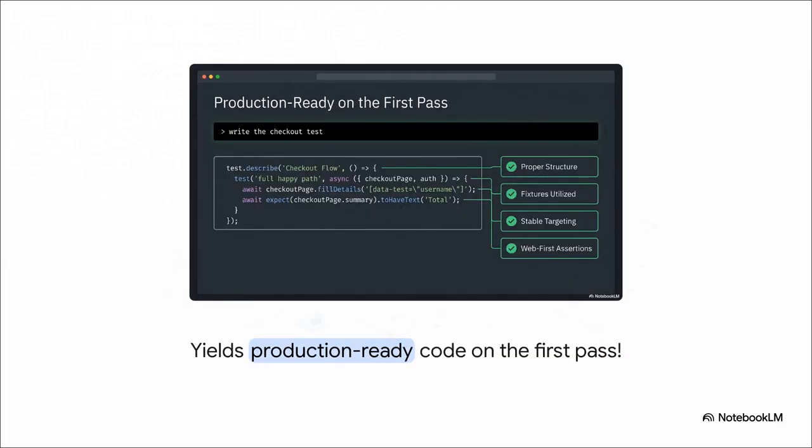And here is the magic trick. By providing that exact standard, the exact same "write the checkout test" prompt now yields production-ready code on the very first try. Seriously, check out all those green checks. Perfect structure, fixtures are used properly, the targeting is rock solid using data-test attributes, and the assertions are flawless. It is literally a night and day difference.